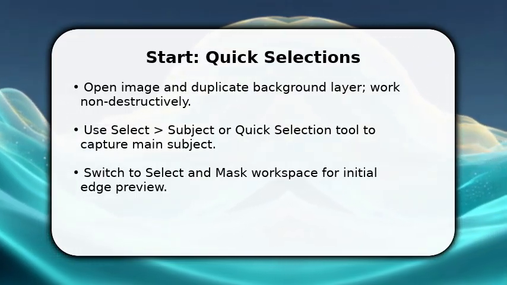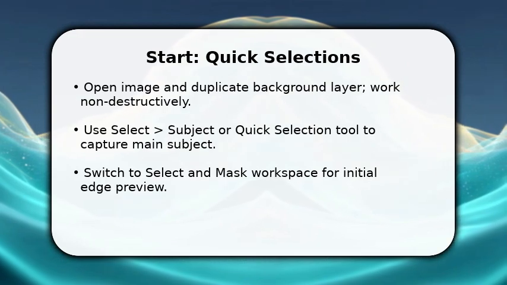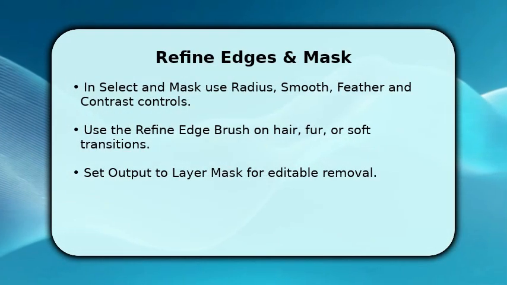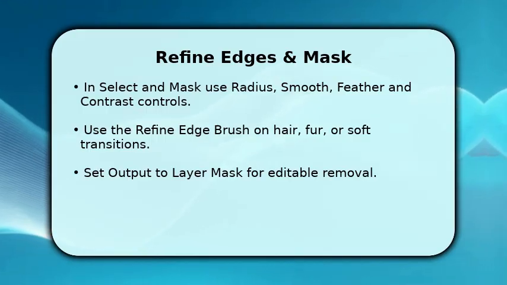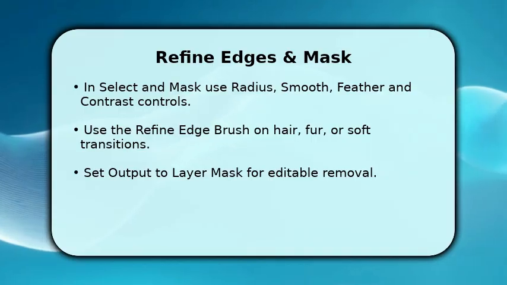You now refine edges to make the cutout believable. Increase radius slightly and use smooth and feather sparingly. They tidy jagged edges without blurring details. Paint with the refine edge brush over hair or fur to recover fine strands. This tells Photoshop to treat those areas as partially transparent.